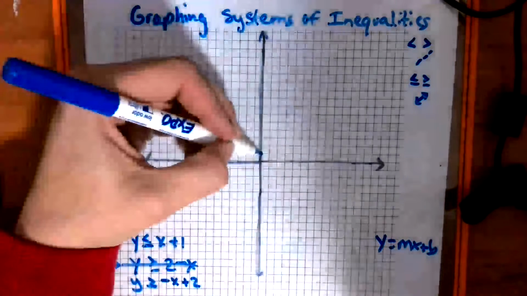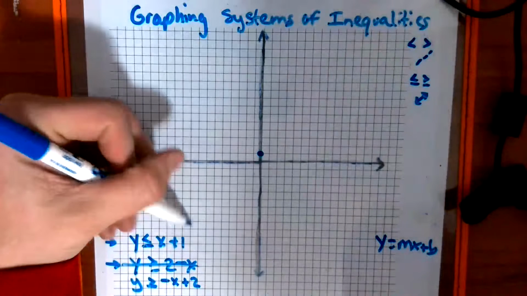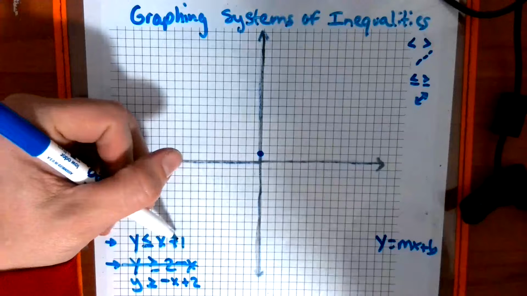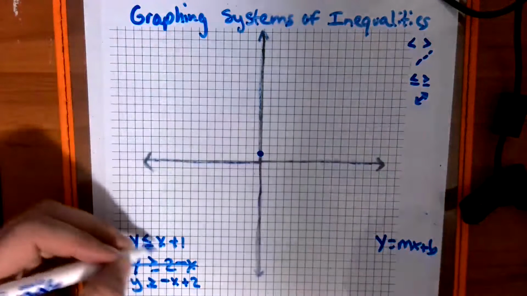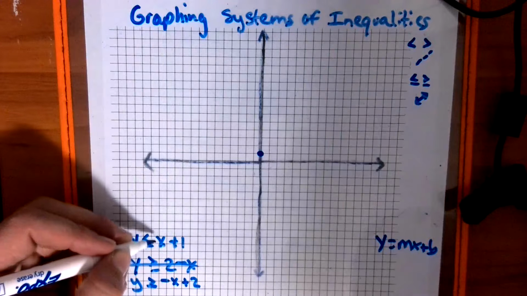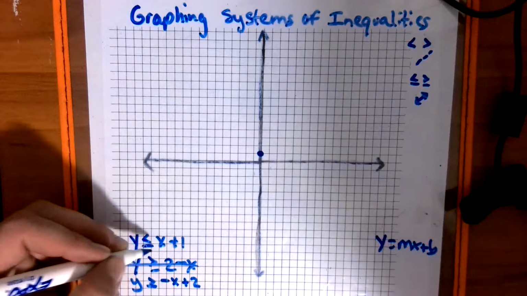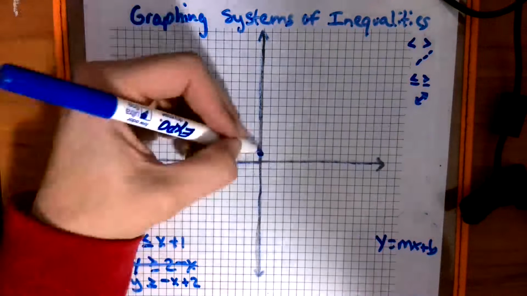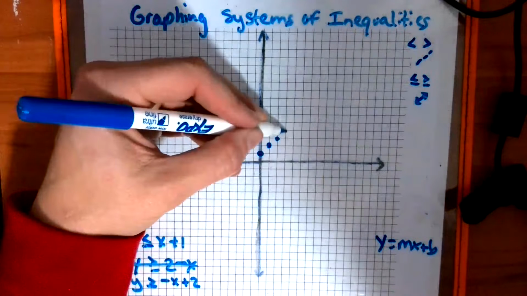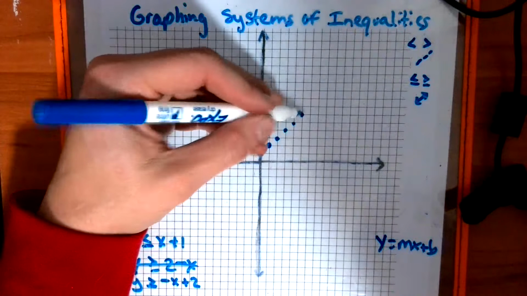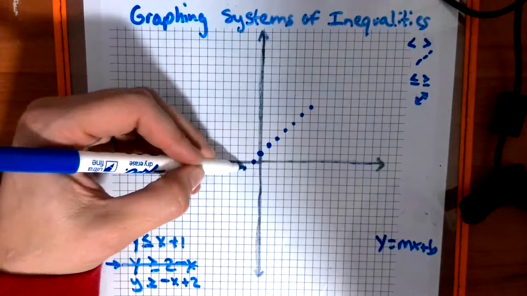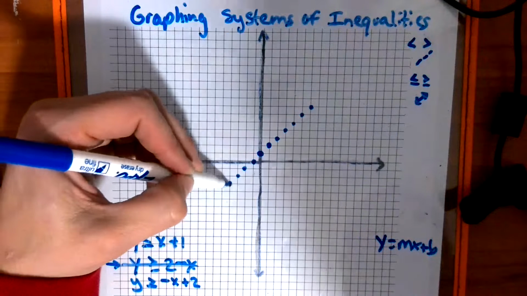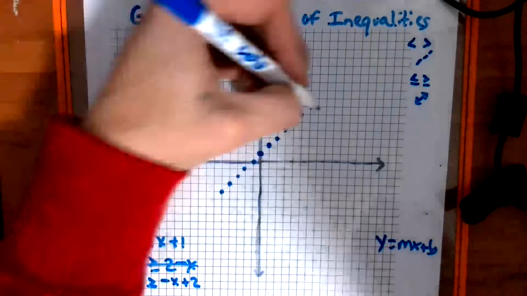So first thing we do is we find where it crosses. This tells us right here where it crosses the y-axis. That's the b part. This is your slope. There's nothing in front of this x, so that means it's a 1. So 1 over 1. So this slope means it goes up 1, over 1, up 1, over 1, and so on and so forth. Down 1, over 1, down 1, over 1, all the way. And it's a solid line.